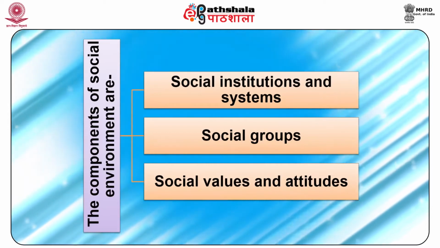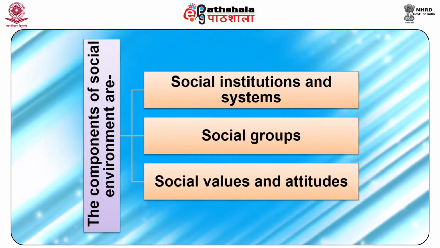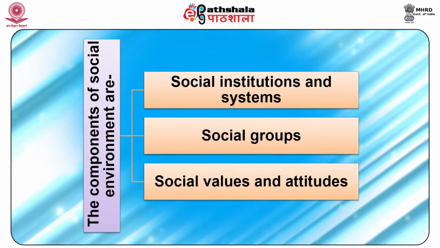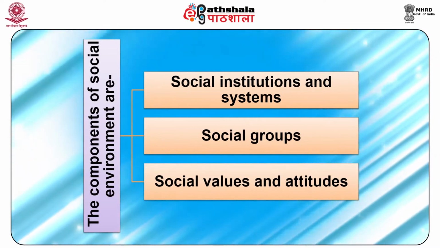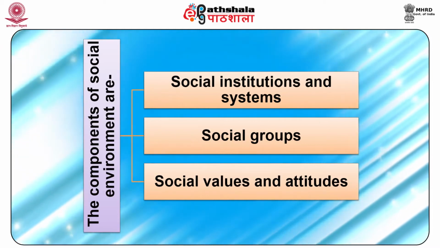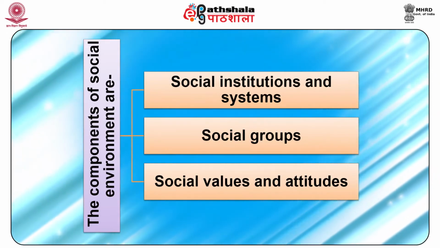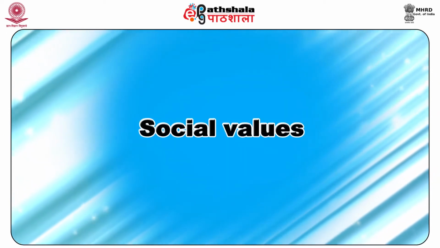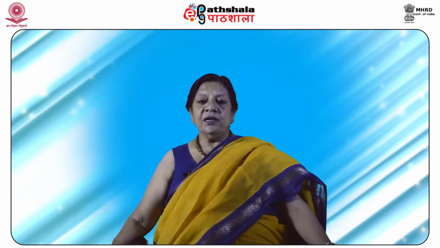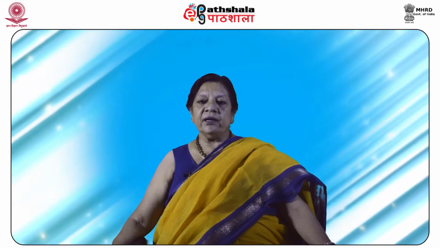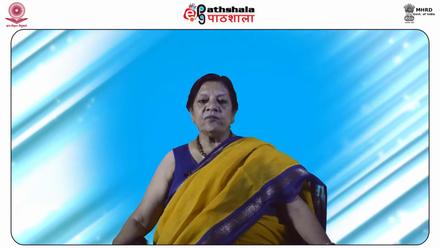Thus, the components of social environment are: 1. Social institutions and systems, 2. Social groups, 3. Social values and attitudes. Let us begin by understanding what we mean by social values.